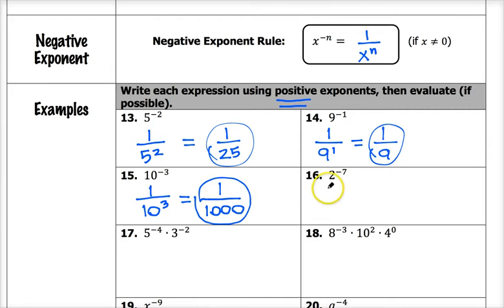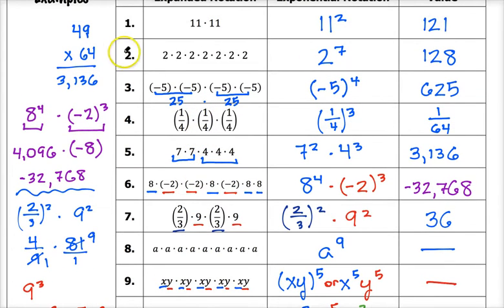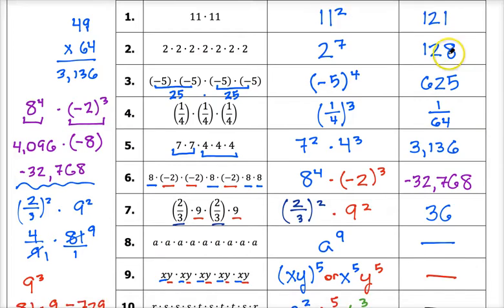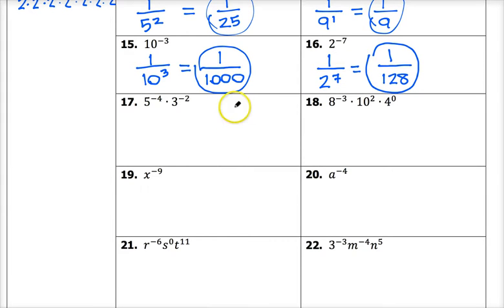16, this is 2 to the negative 7 power, so I rewrite it as 1 over 2 to the 7th power. 2 to the 7th power is 2 times 2 times 2 times 2 times 2 times 2 times 2. We actually had this on the front side of your notes, example 2, and we said that 2 to the 7th power is 128. So this becomes 1 over 128. So notice that anytime you're taking a whole number to a negative power, you end up getting a fraction as the answer. Okay, each of these answers so far have been fractions, proper fractions.